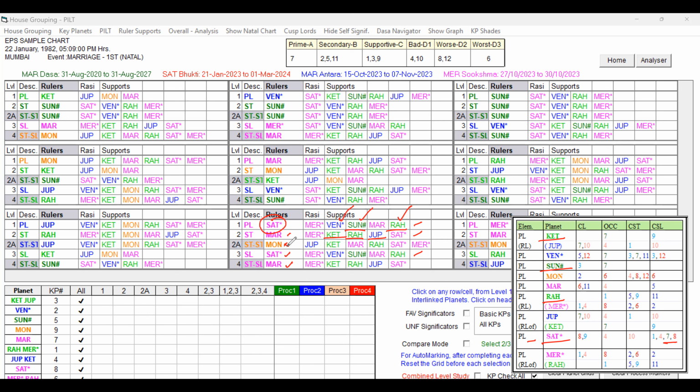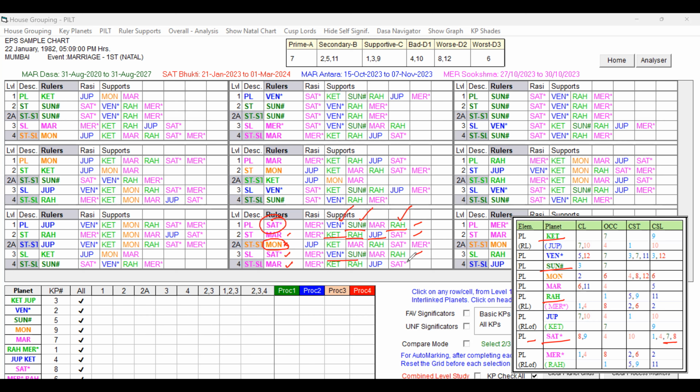But you can see the unfavorable key planet is Moon, which plays a role only at the 2A level. So the unfavorable key planet of the destiny is Moon. Favorable key planets are not strongly present as rulers, but the favorable key planets Rahu, Sun, Ketu, Jupiter, and Venus are all playing a role in supports. They are all giving strength to the mixed significator.